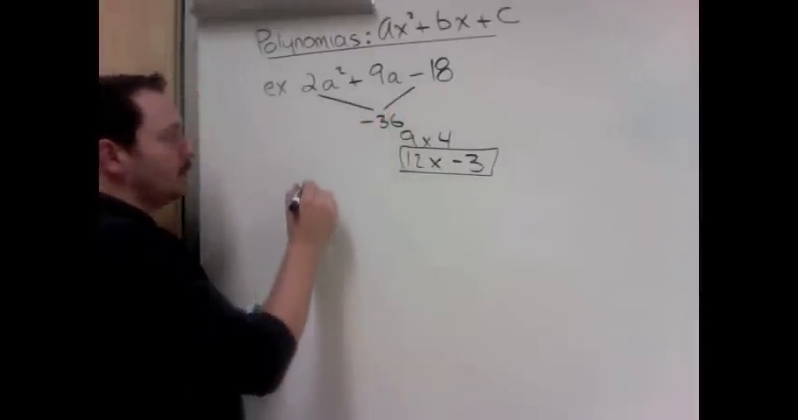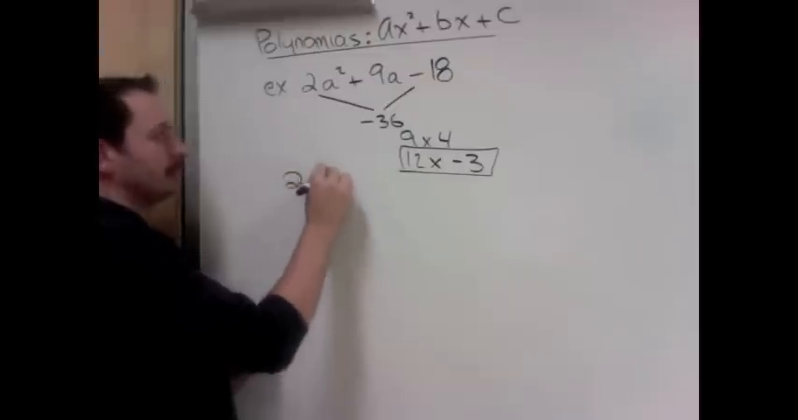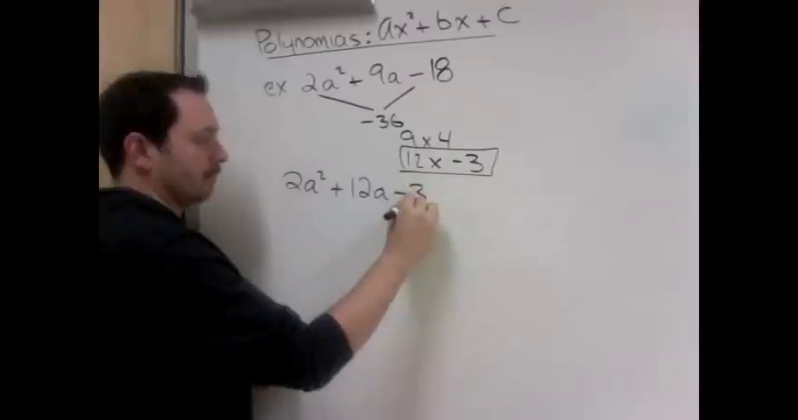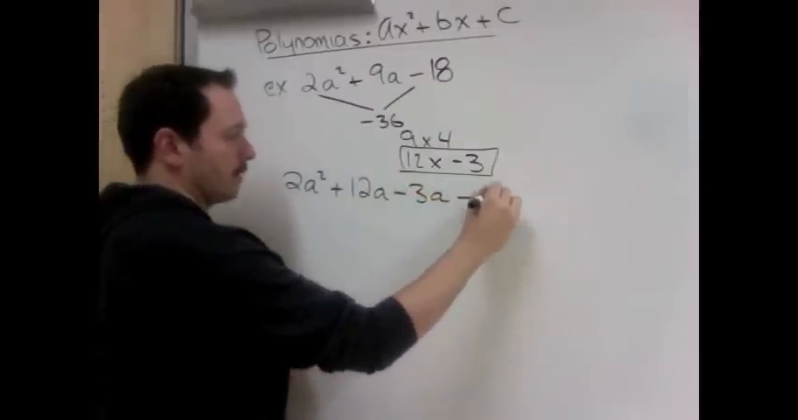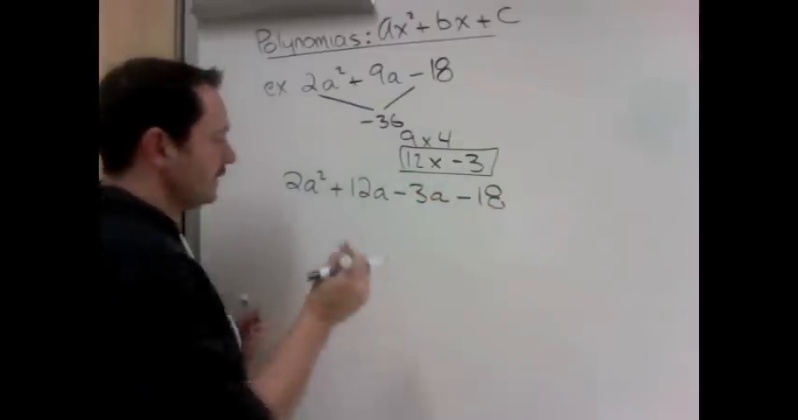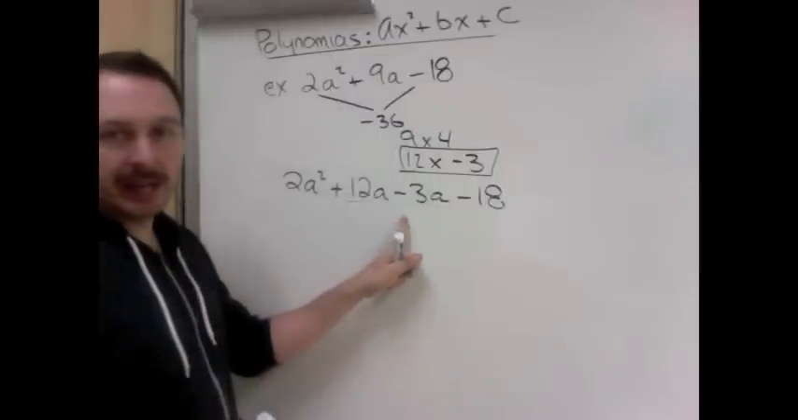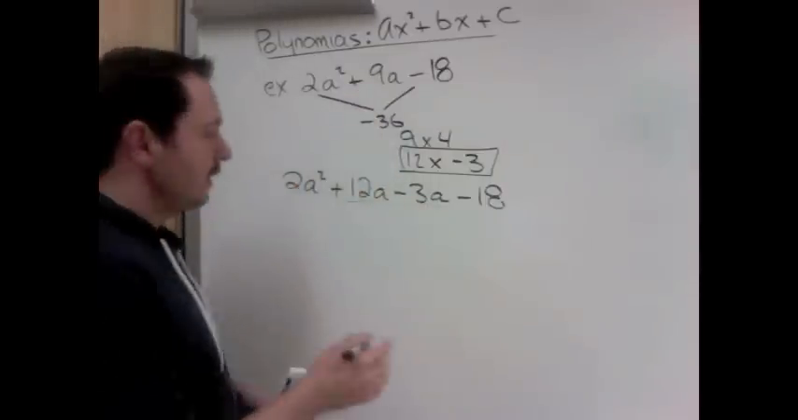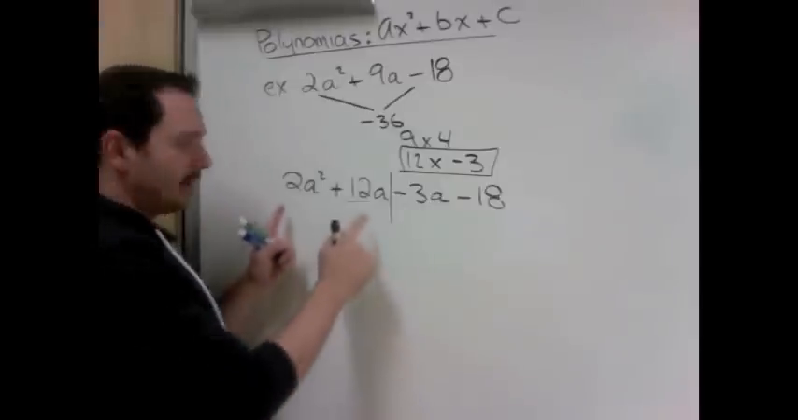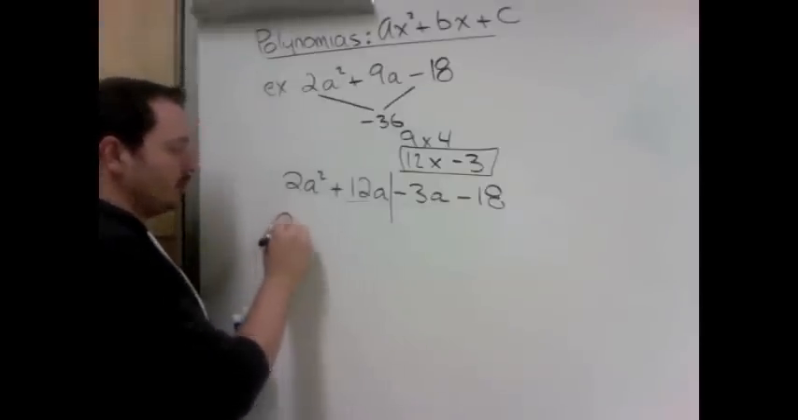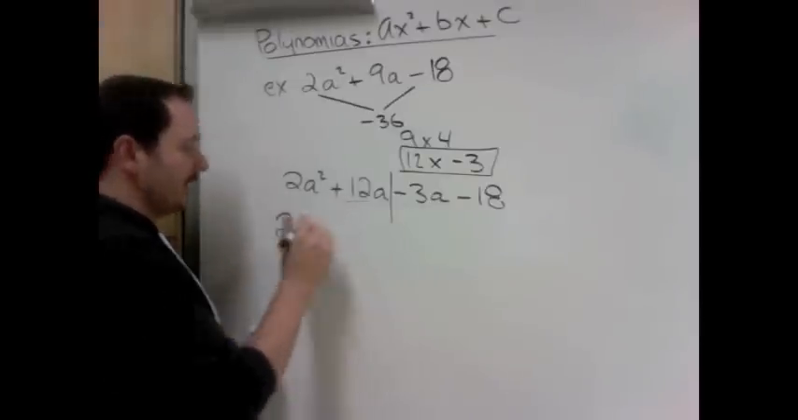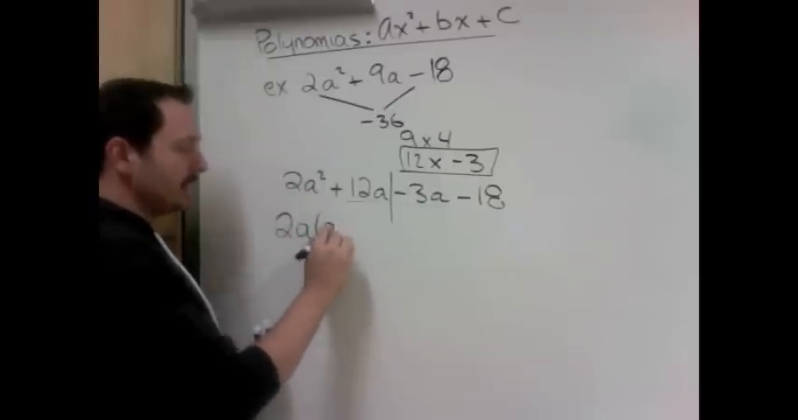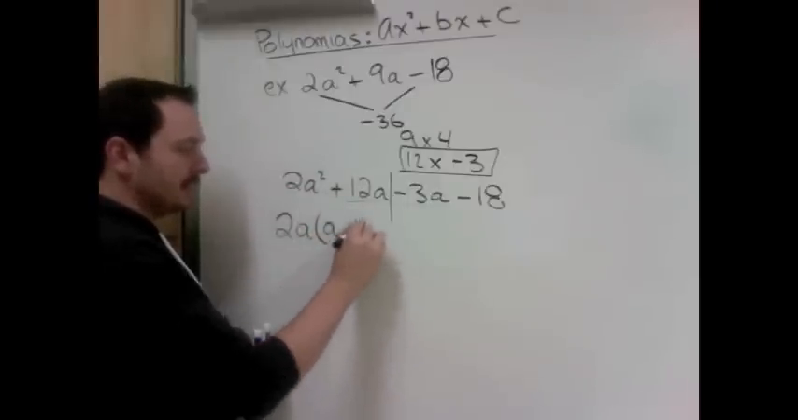So now I'm going to rewrite my b using my two new numbers. Hopefully you can see that 12a minus 3a is 9a. 12 minus 3 is 9. So I cut it in half. Back to the left side, 2 and 12 have a 2 in common. A squared and a have an a in common. 2a squared divided by 2a is a. 12a divided by 2a is 6.